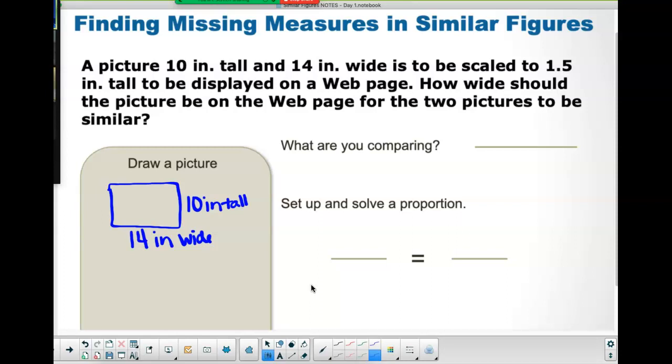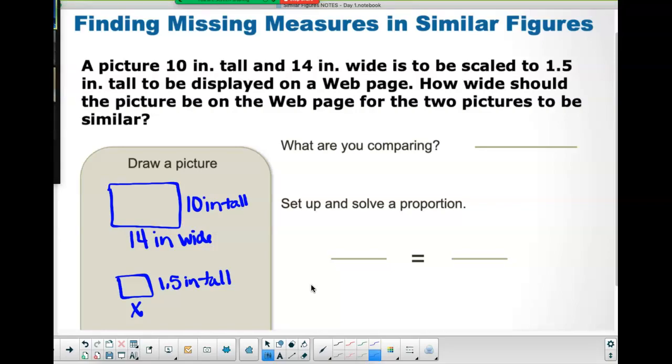Or if you only shrink the width, everybody in the picture looks really tall and skinny. I'd rather look tall and skinny than short and fat. But either way, you look goofy. Either way, it doesn't look right. So we're going to shrink the height. The picture is going to become smaller, and it's going to be 1.5 inches tall. We don't know how wide it's going to be yet. That's where our X is.